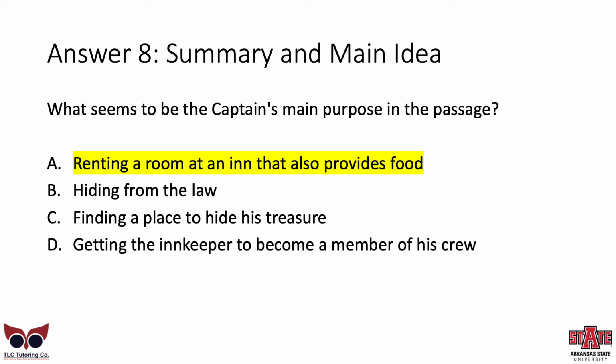The correct answer is A. The captain's main purpose is renting a room at an inn that also provides food. Because he does want a place where he can see who's coming, we do get the idea that he may be hiding. And he does have a chest which may or may not contain treasure. We don't have any indication that the innkeeper is trying to be recruited into his crew. So our best answer is that his main purpose is renting the room.